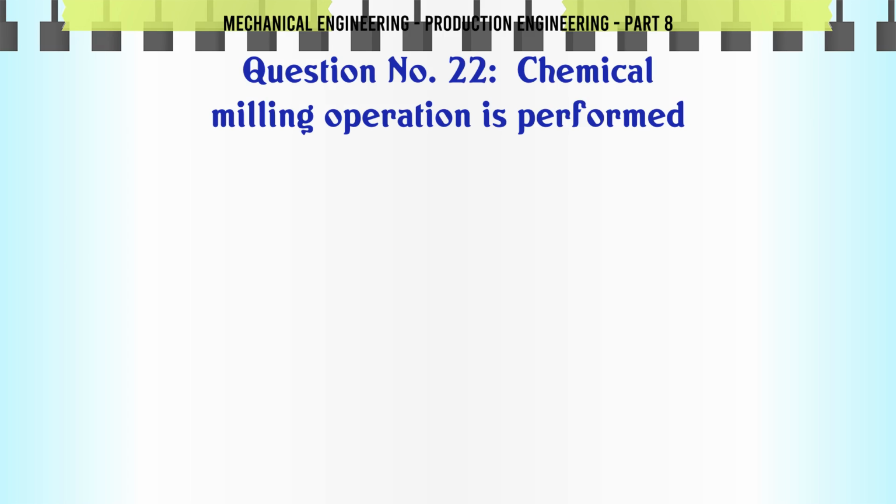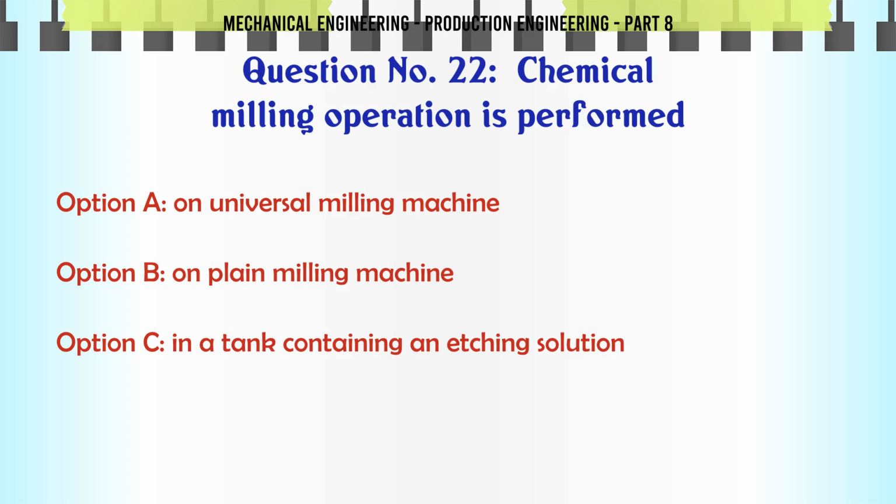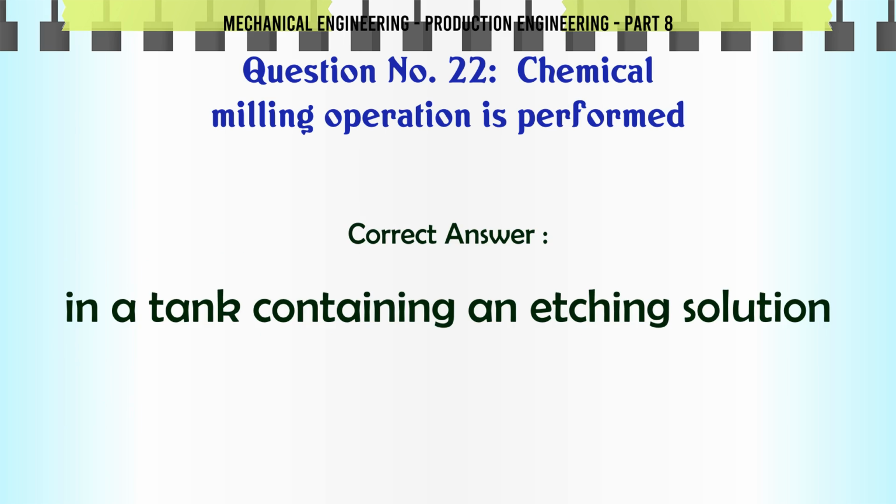Chemical milling operation is performed A. on universal milling machine. B. on plain milling machine. C. in a tank containing an etching solution. D. any one of these. The correct answer is in a tank containing an etching solution.